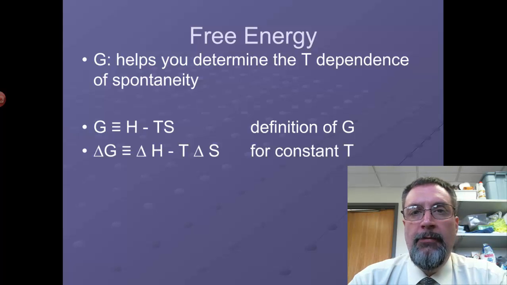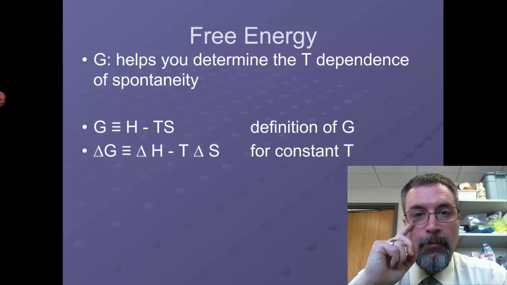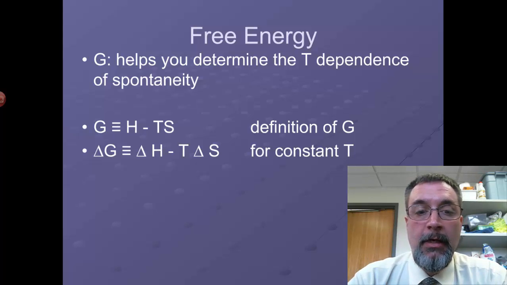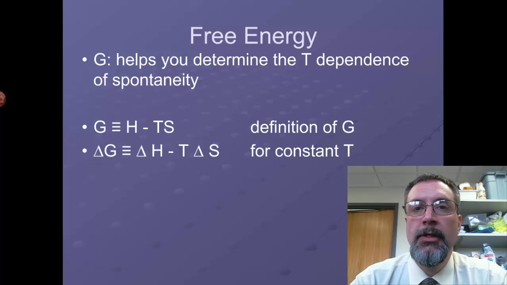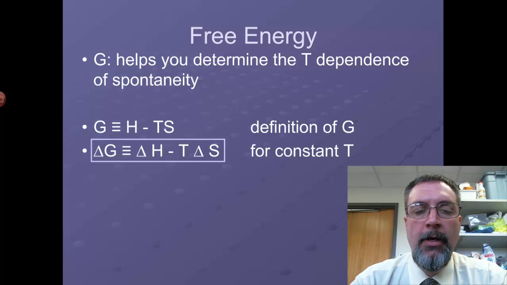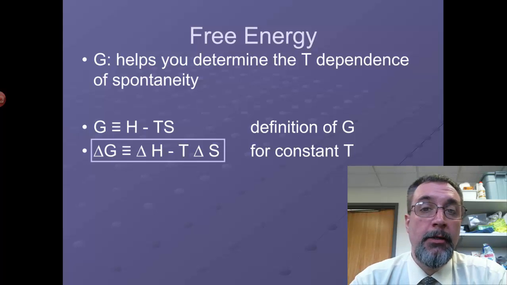We can't measure state functions directly. We can only measure them from before and after, which means delta state functions. So delta G, therefore, would be equal to delta H minus T delta S. T is constant. When we're going to use this, it's got to be constant. And since it's constant, it's not changing, so we don't need a delta sign in front of it. So that right there is a very important formula in understanding temperature's effect on spontaneity, and on spontaneity in general.